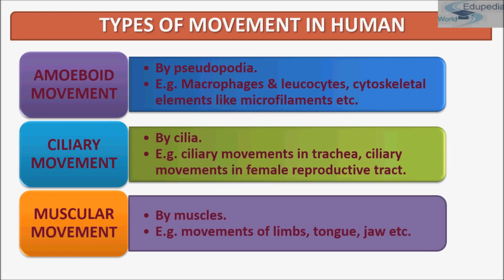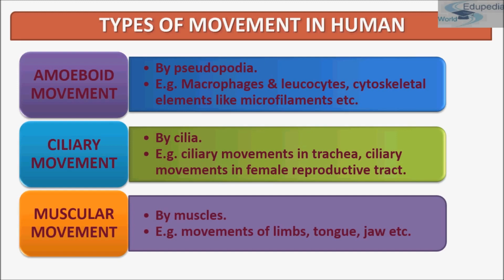Now comes ciliary movement, that is the second type of movement which is found in humans. Ciliary movements, that means it is done through cilia, right? The movement is by cilia, or you can say by the ciliated epithelium, right? Ciliary movement occurs in most of our internal tubular organs, which are lined up by ciliated epithelium. The coordinated movement of cilia in the trachea helps us in removing dust particles and some of the foreign substances inhaled along with the atmospheric air.